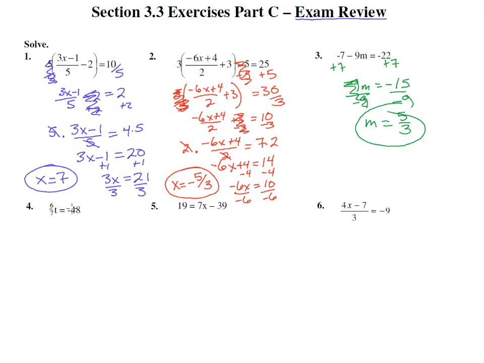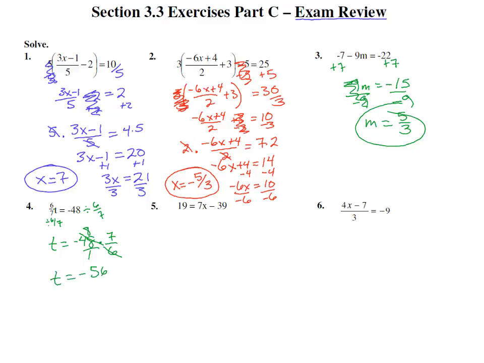6/7 t equals negative 48. How do we undo 6/7 timesing something? Well, we divide by 6/7. So t equals negative 48 divided by 6/7. Dividing by 6/7 is the same as timesing by 7/6. Well, we can simplify that. 48 divided by 6 is 8. Negative 8 times 7 is a negative 56.